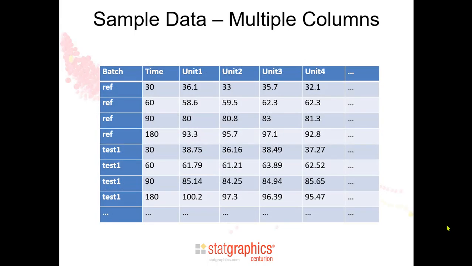The data we'll be looking at today comes from 1 reference batch and 5 test batches. Measurements were taken at 4 different time periods, 30, 60, 90, and 180 minutes. At each time period, data were collected for 12 different units. The data for each unit have been placed in a separate column.